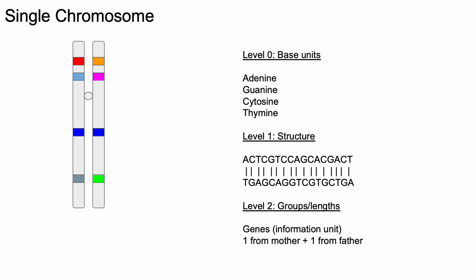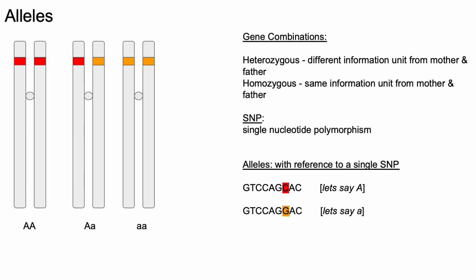Usually only one of those two strands is represented while the other is understood because A will always bind with T and C will always bind with G. We must also keep in mind that we inherit one copy of the gene from our mother and one from the father. So let's say the red one came from the father while the orange one came from the mother. To make things simpler, let us just focus on one gene for now. We will denote the red with the sequence GTCCAGCAC and call it capital A.